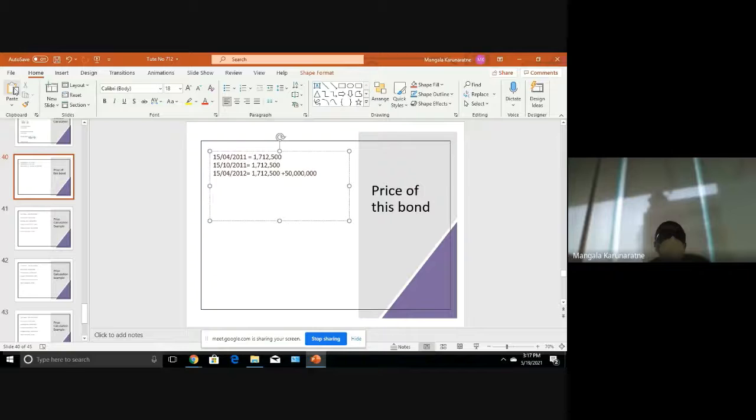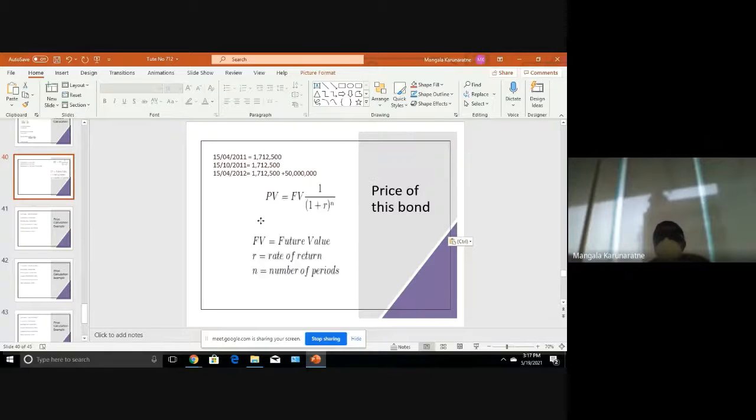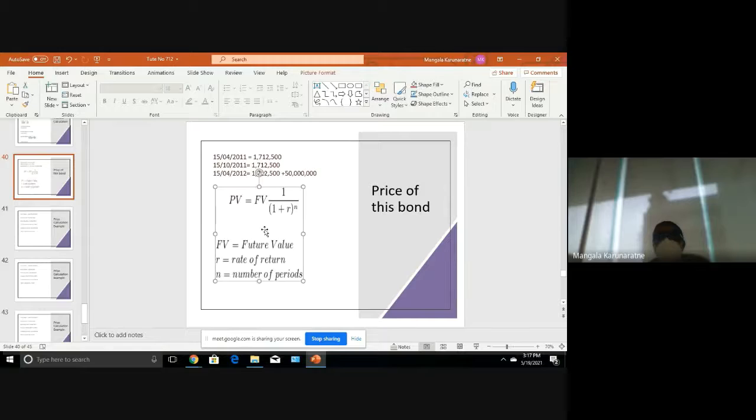We can have this formula here, right? So this is the formula we are going to use. So we know now this PV equals FV divided by 1 plus R into N. We have all the cash flows which can be used as future value, and we know the rate of return. What is the rate of return here? That is the yield to maturity.